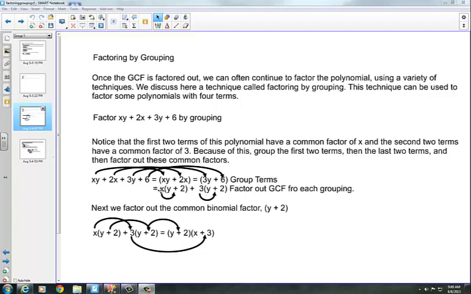As you can see, we have x times y plus 2, then we have plus 3 times y plus 2. So we factor out the greatest common factor for each grouping. Next, we factor out the common binomial factor, which is y plus 2 in parentheses. So x and 3 go right here, times y plus 2.